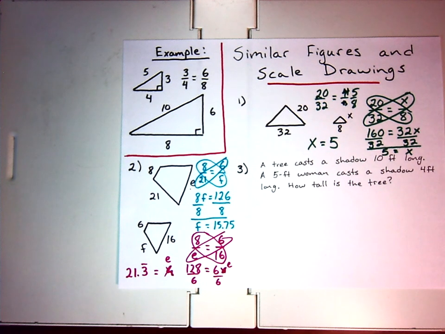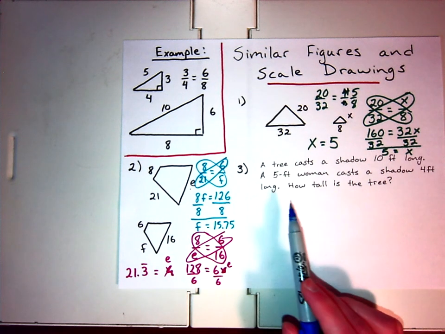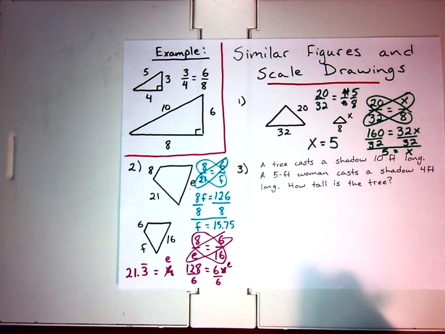Now, another type of problem is going to test your ability to create a similar figure, by using a problem like this. It says a tree casts a shadow 10 feet long. A 5-foot woman casts a shadow 4 feet long. How tall is the tree? Now you might go, I don't know, I don't care how tall that tree is. Well, okay, cool beans. But we need to figure it out because you want a good grade.